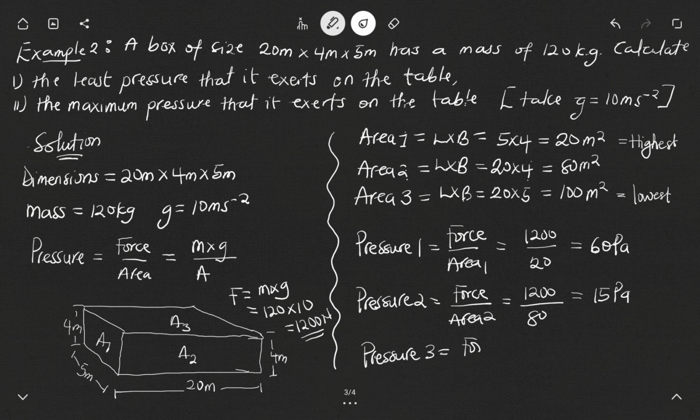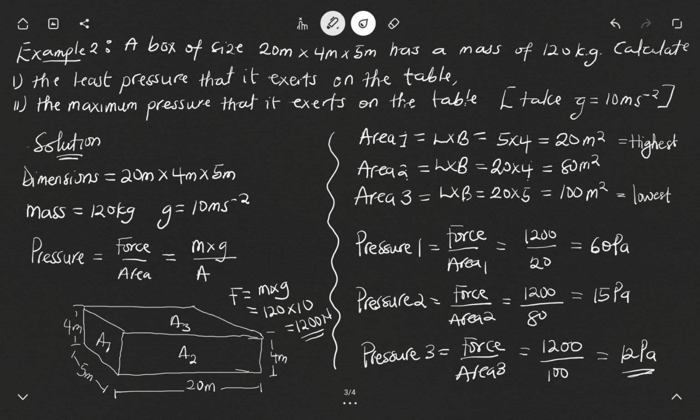Pressure 3, we have the same formula, force over area, but the area will be area 3. So this is equal to 1200 on our area 3, which is 100 meters square as our area. So 1200 divided by 100 will give us 12 pascal as our pressure.